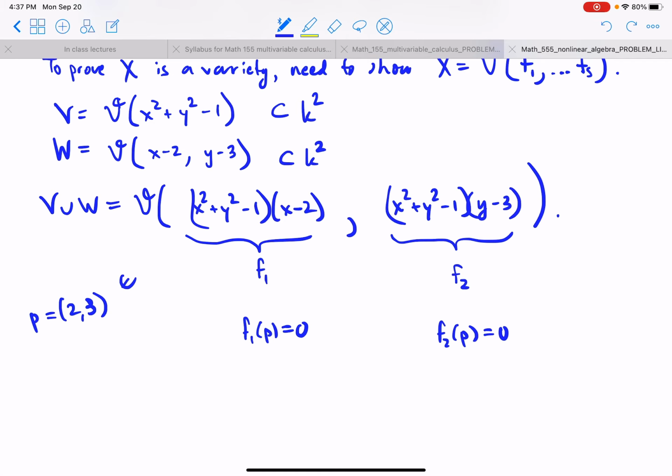Now let's say p was a different point, like square root of 2 over 2, square root of 2 over 2. Well then, f1 of p is 0. Why is this true for this new p? Well, because this factor will vanish in f1. And why does f2 vanish? Well, because this factor vanishes. So even though this factor is non-zero, the other factor is 0. And that's why it works.